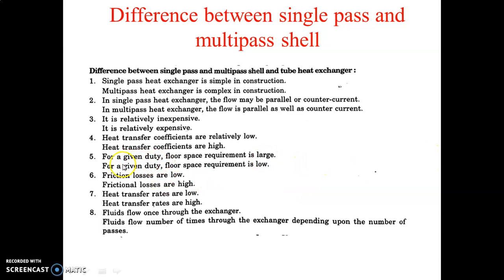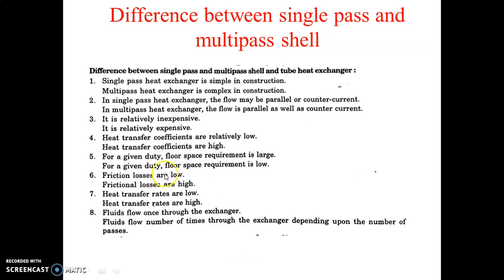For a given duty, meaning for a given output or a given condition, the floor space requirement is large. So in single pass we require large floor space, that means space required for that heat exchanger. In multi-pass the floor space requirement is low because, without increasing the length, we are adding the passes in that heat exchanger, so the floor space required is low.